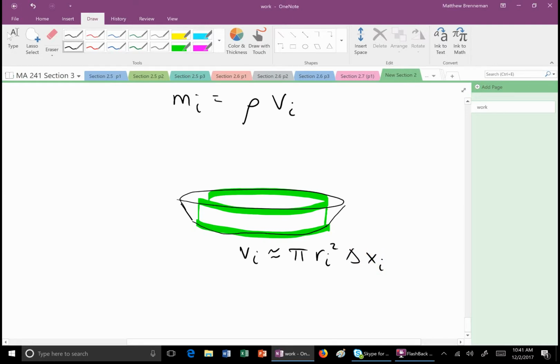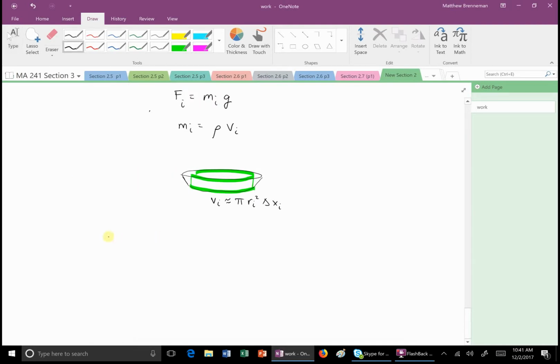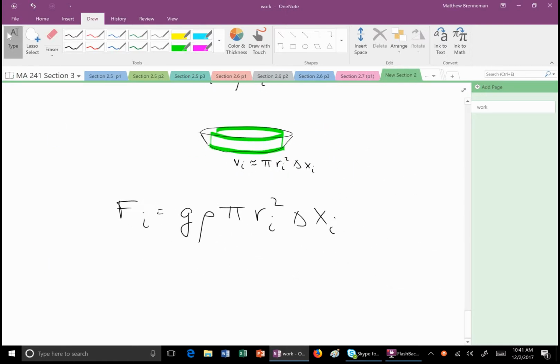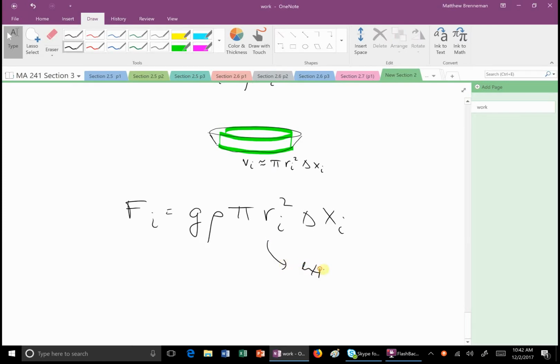All right, so let's just try to put this together. So the force is equal to g times rho times pi Ri squared delta xi. That's my force, right? Now I've got a problem. What's my problem? I have to do a little bit of work here and figure out the radius in terms of x, because I want to integrate with respect to x. So let's go back. Now this is where the origin comes into play. I have to express this in terms of x.